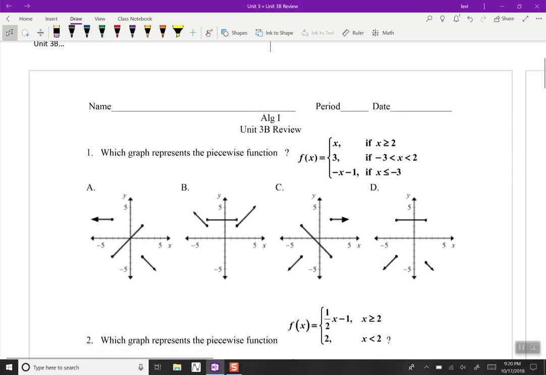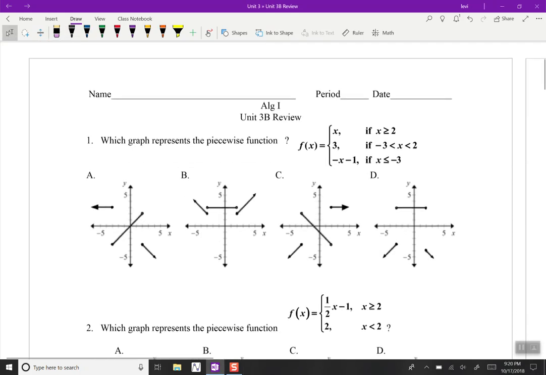This is the Algebra 1 Unit 3B review. Question 1. Which graph represents the piecewise function? And so piecewise functions, the constraints are what determines our input values or our domain.